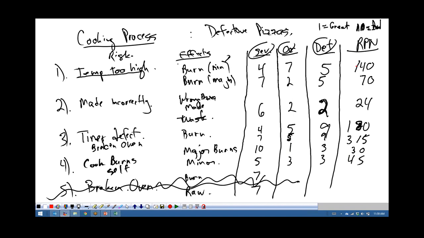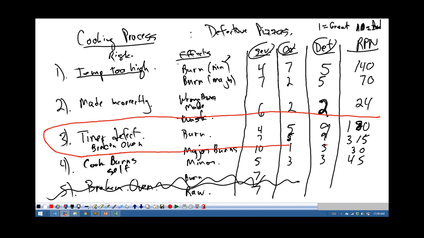All right, so this would help us understand what are the ones that we really want to mitigate. These are the ones that we want to focus on first: the timer defects and the broken ovens. Now, we just made up this whole story, right? And a lot of it is driven by the fact that we don't have any business controls on it. So that's something to keep in mind as well.